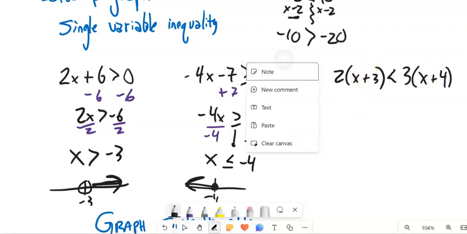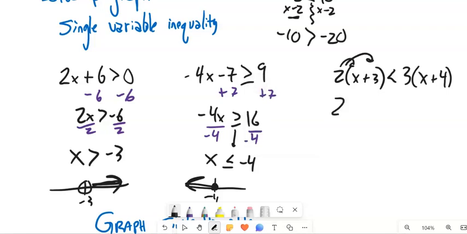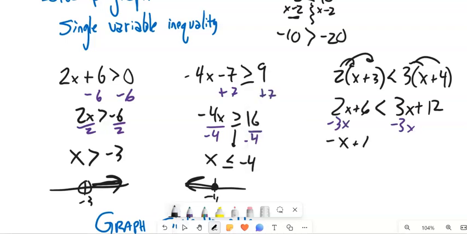All right, let's give this one a try. Distribute that 2. Distribute that 3. Let's subtract 3 from both sides. Let's get all the x's on the same side. And then let's get rid of that 6. So subtract x from 6, from both sides. So negative x is less than 6.